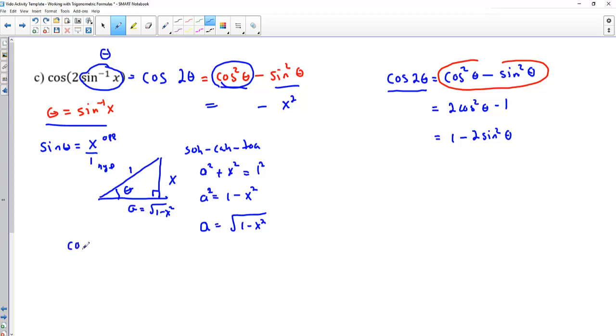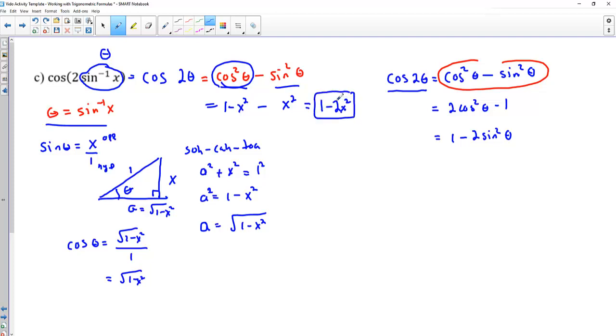So cosine of theta is equal to the adjacent, which is the square root of 1 minus x squared, divided by 1. And so that's just equal to the square root of 1 minus x squared. When we plug in here for cosine squared theta, we'll square this, the square root will go away, and we get 1 minus x squared. And of course, 1 minus x squared is 1 minus 2x squared. And there's our answer.